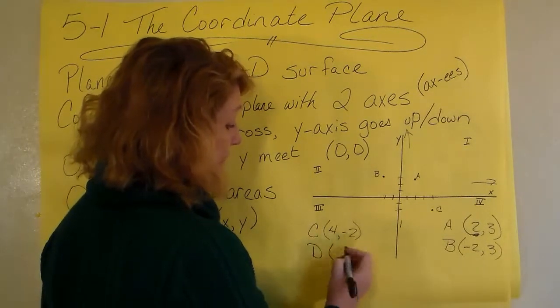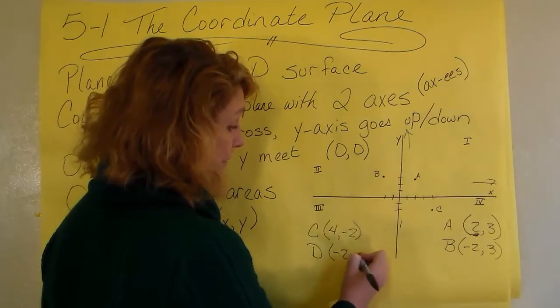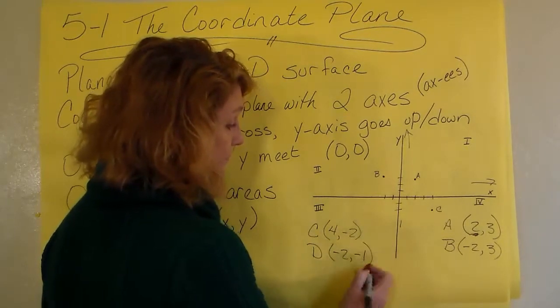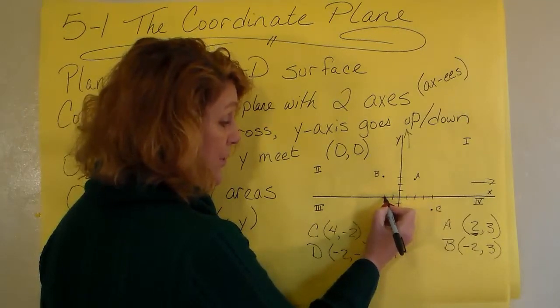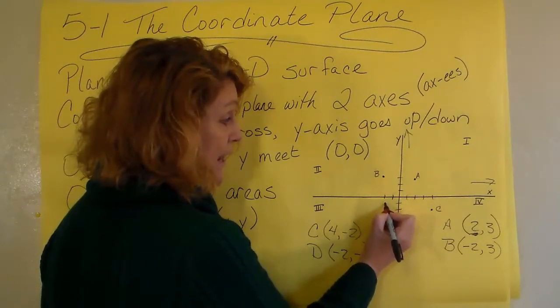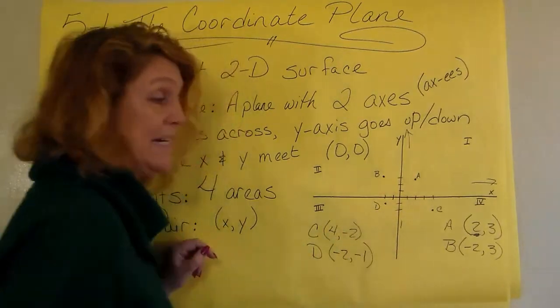And what happens if they're both negative? -2, -1. We're going to start by going over 2 in the backwards direction, and then we're going to go down 1. And that right there is point D.